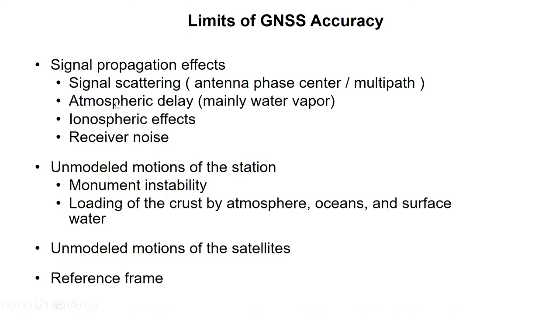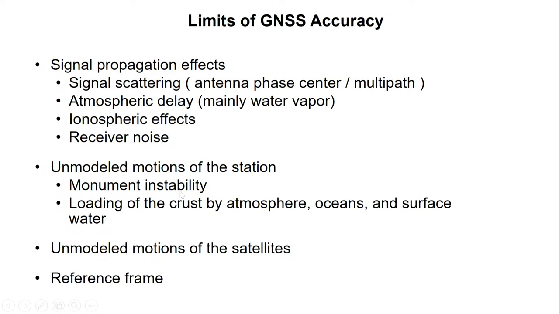So what are the different parameters which limit GNSS accuracy? GNSS propagation effects, like signal scattering, when scattering takes place at the antenna phase center, or multipath. Then atmospheric delay, mainly water vapor. Ionospheric effect, if there is random ionospheric variation, it is not easily modeled. Then receiver noise, and some unmodeled motion of the station, like monument instability.